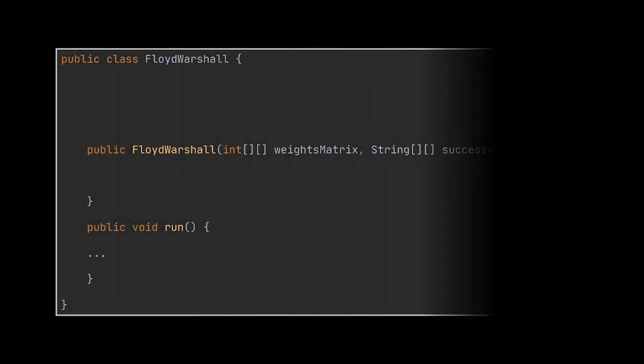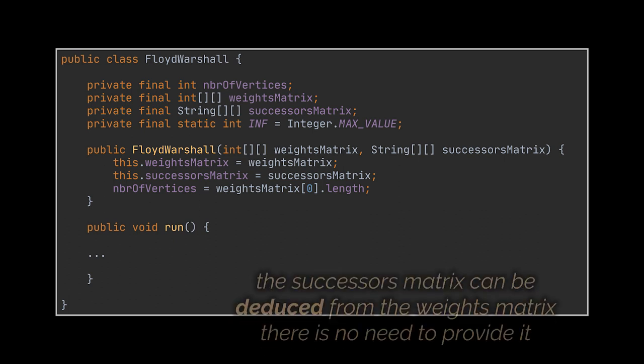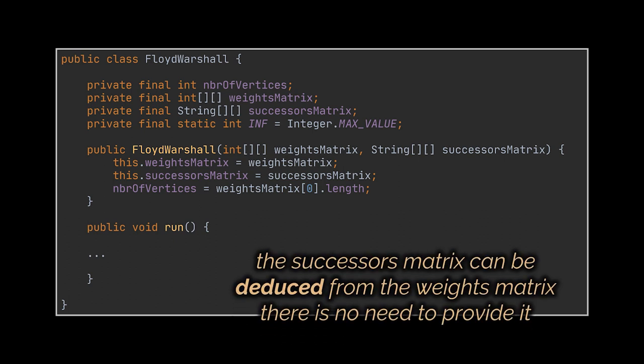Let's go ahead now and try to implement this algorithm together. The first thing we'll need to do is provide our constructor with both the matrices we talked about, the weights matrix and the successors matrix, then with the help of either one, retrieve the number of vertices we are dealing with. We also created an inf variable to represent the infinity weight we previously mentioned. Note that you can deduce the successors matrix from the weights matrix, there is no need to provide it, but in this video I want to focus on the algorithm itself, and I'm trying not to overwhelm you with unnecessary code, so we'll stick with that.